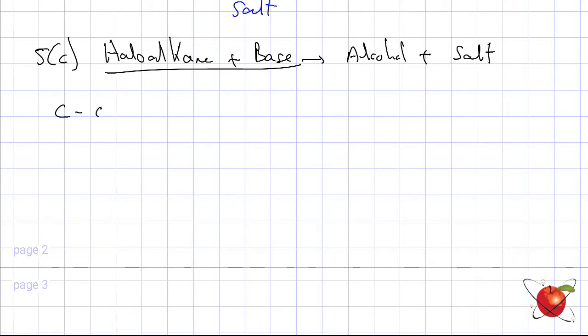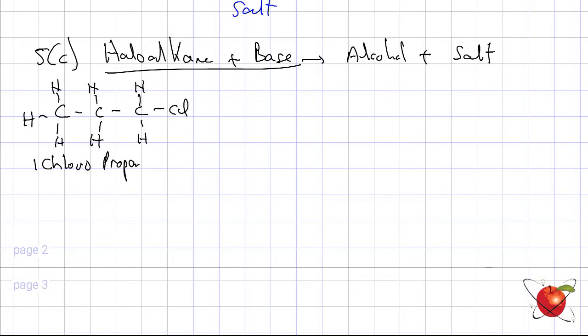Let's form a haloalkane, and we've got here a Cl, like this. What have I got here? I have a meth, eth, prop, so it's a propane, so this is going to be 1-chloropropane. And let's put a base, NaOH. Now we know that splits into Na plus and OH minus.